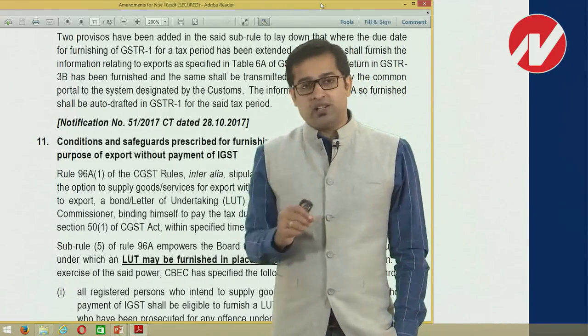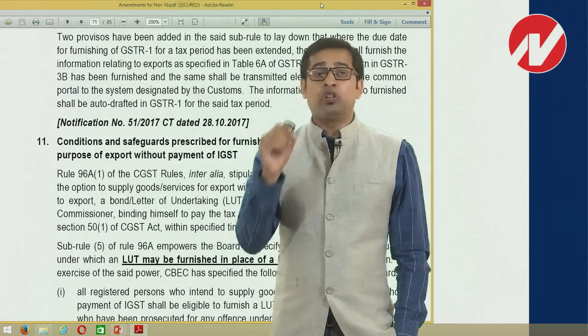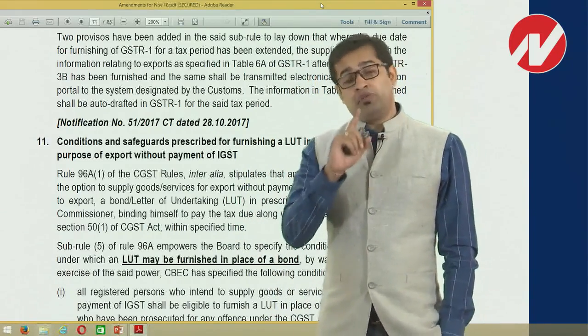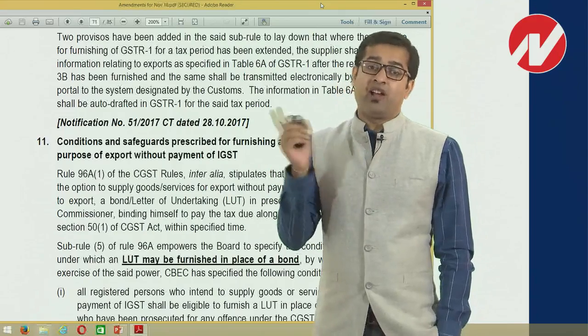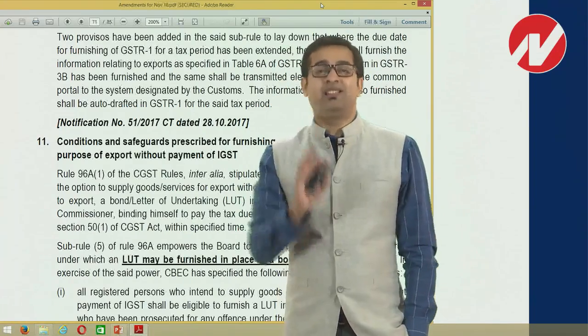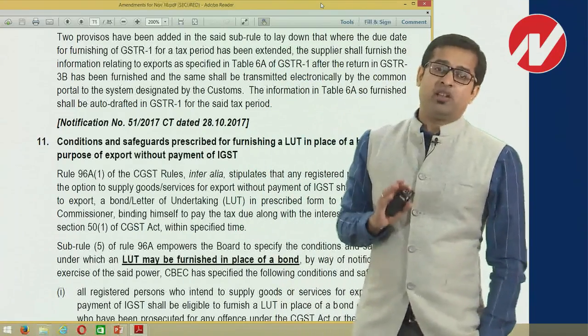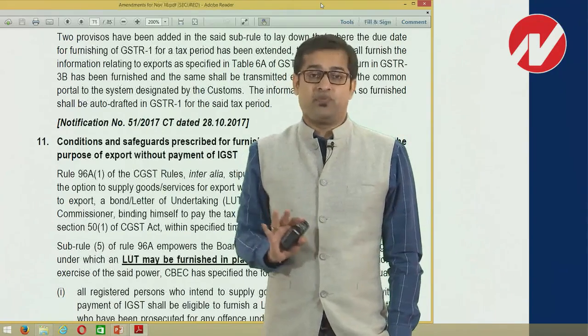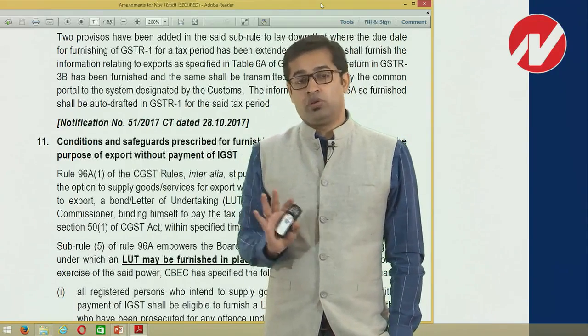So the law very clearly says that an option of LUT or bond is available with every person. Now the original provisions were very different, and the revised provision is a different one, much simpler or much easier. The original provision said that subject to certain restrictions LUT will be allowed.